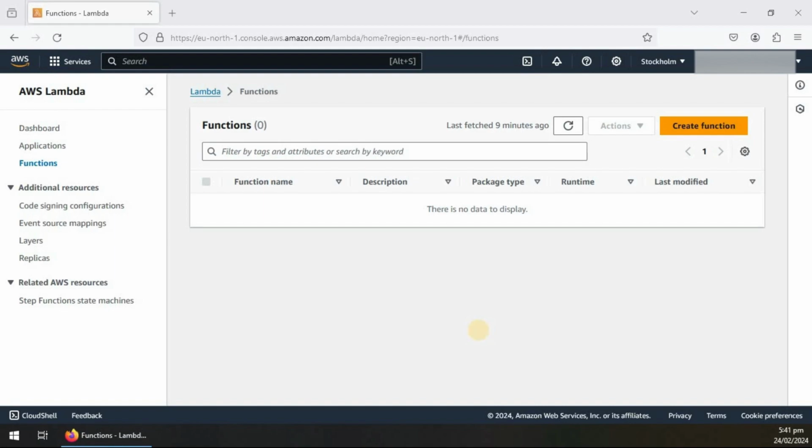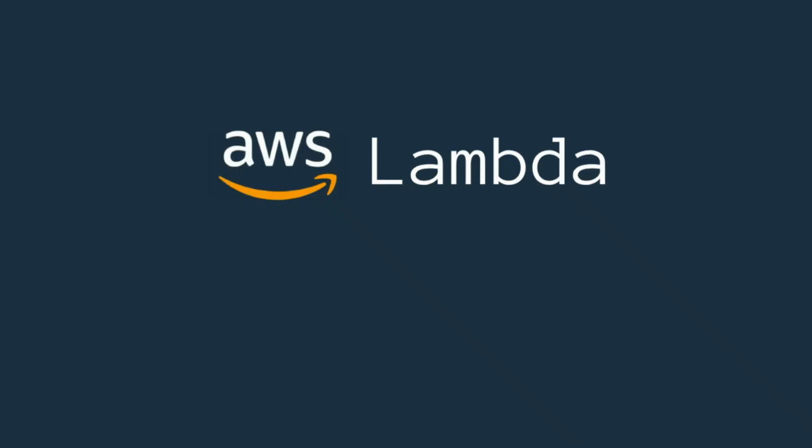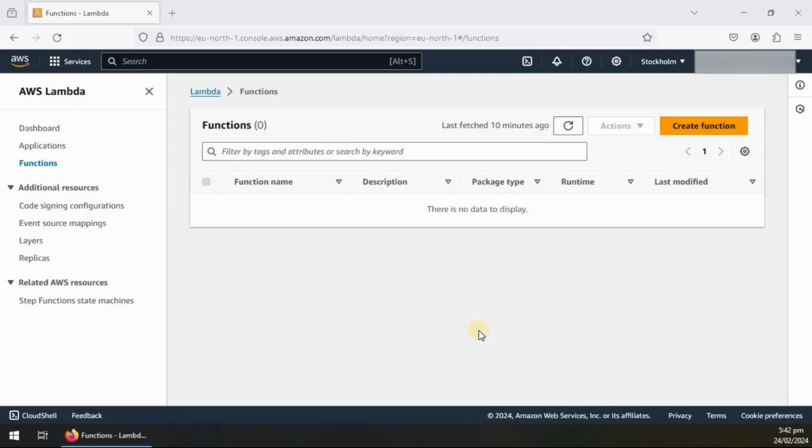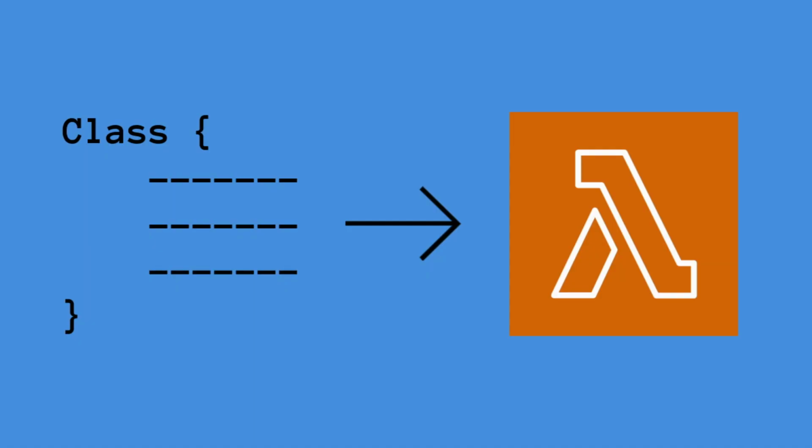Hello everyone. In this video, we will see how to create a Lambda function using C# in .NET. And as you know, we can pass different parameters to a function and then we can return any type of data from a function. So in this example, we will pass an object to this function and then we will return an object from this function.